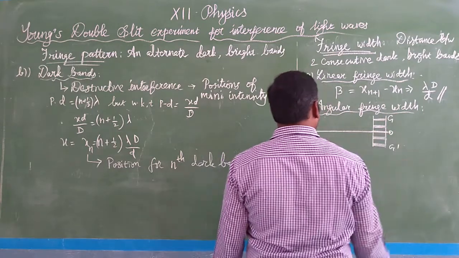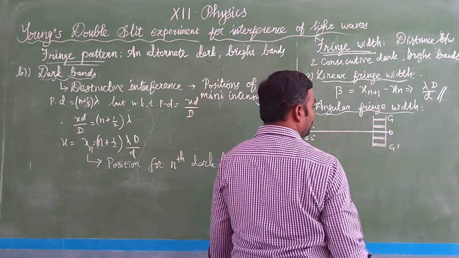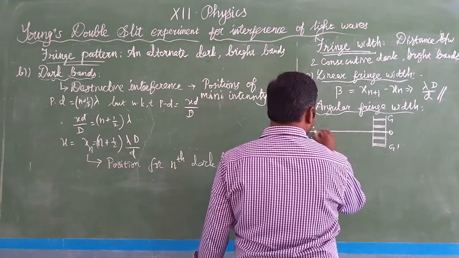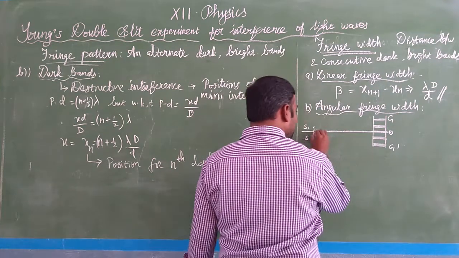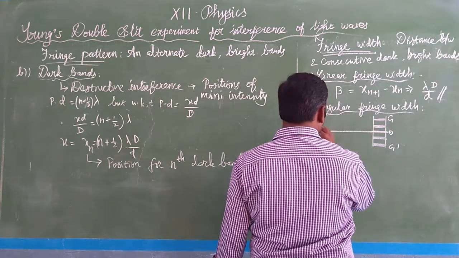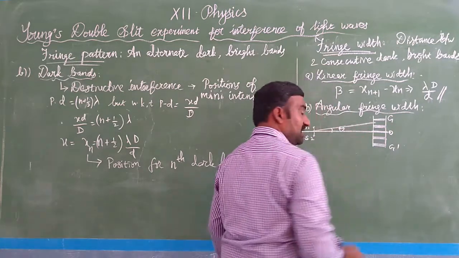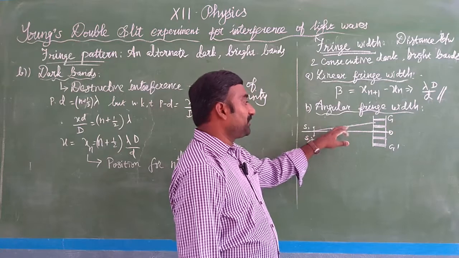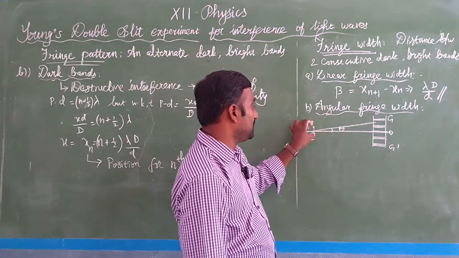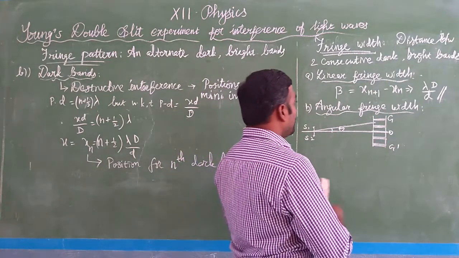This is its center O. So it is the angle subtended by a bright and dark band fringe at the center of the two slits. From the center of the two slits, we look at what angle a bright or dark fringe makes. The angle subtended at the center of the two slits is called the angular fringe width.